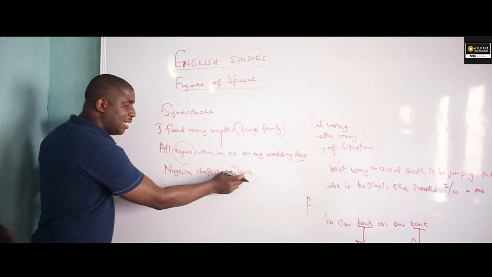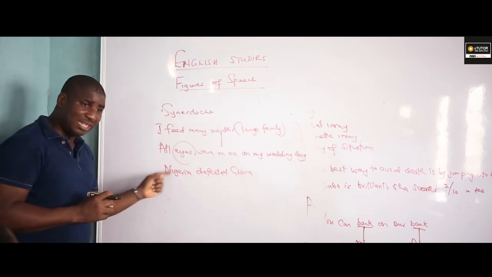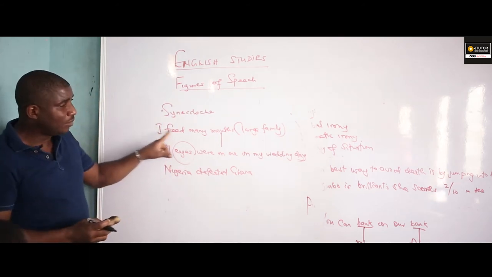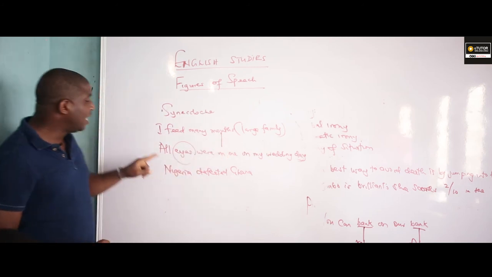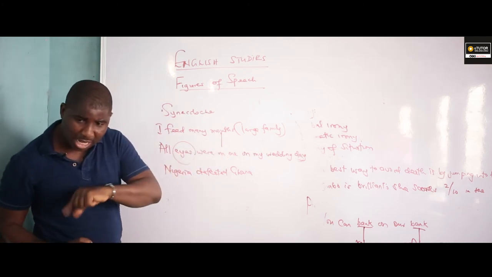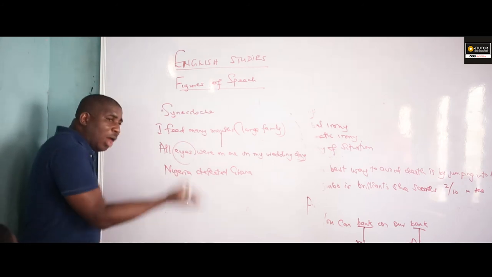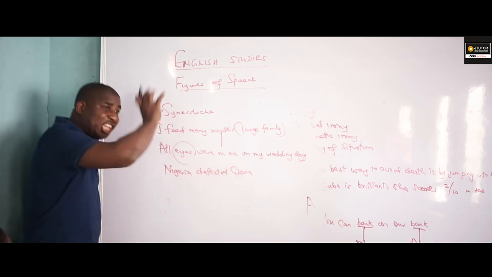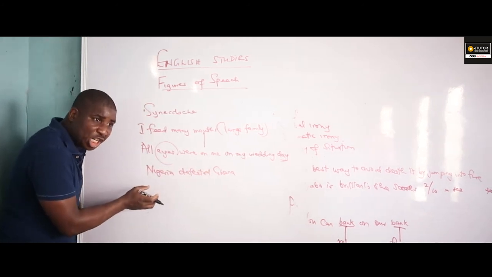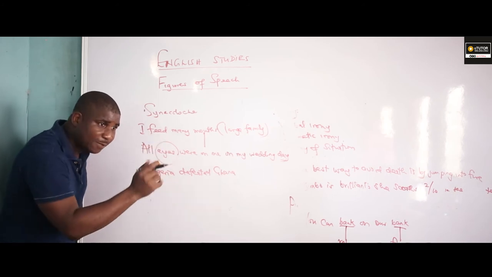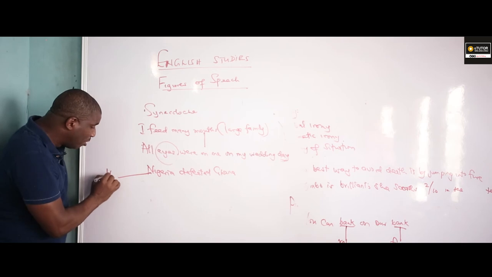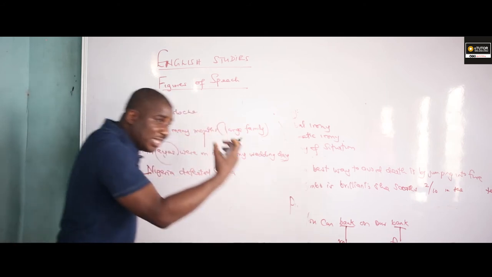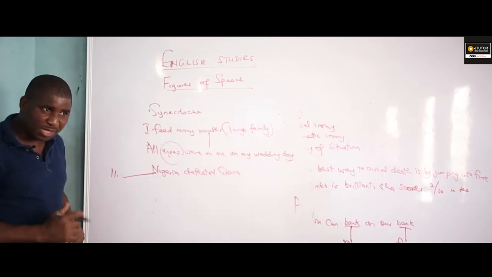Now, Nigeria defeated Ghana. I want to ask you a question. In this example, a whole represents a part. In the first example, a part represents a whole. In the second example, a part represents a whole. But in the third example, a whole represents a part. If I say Nigeria defeated Ghana, is it all the Nigerians that played the football match? Who played the football match? 11 players that represent them. So here, what happens? A whole represents a part. Do I seem to be communicating?